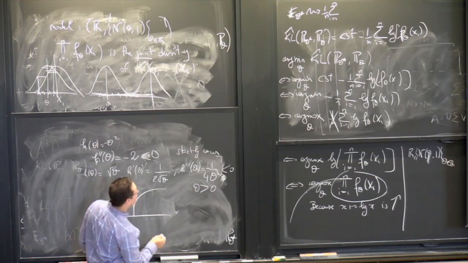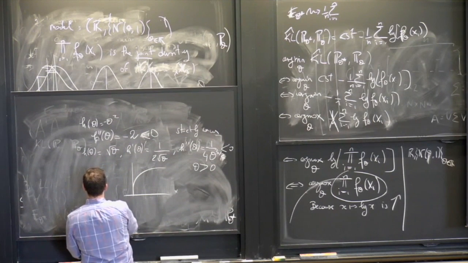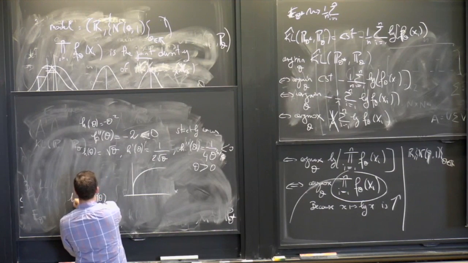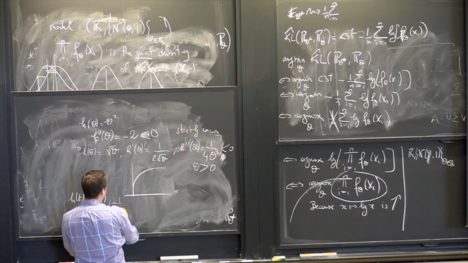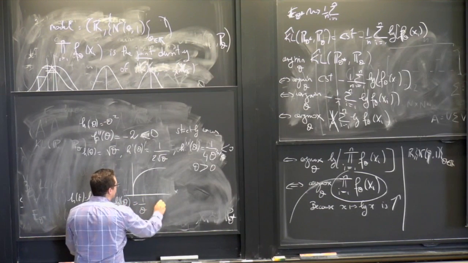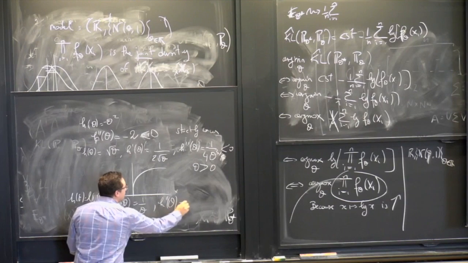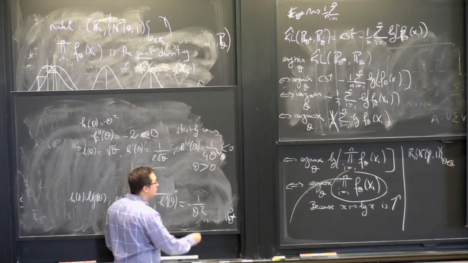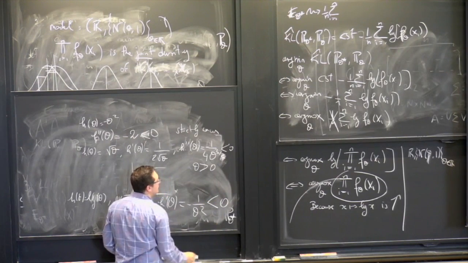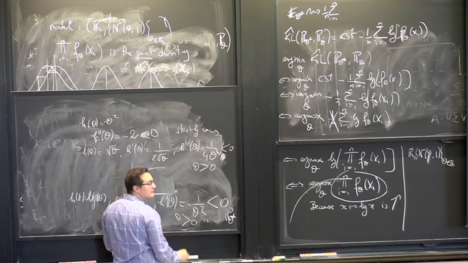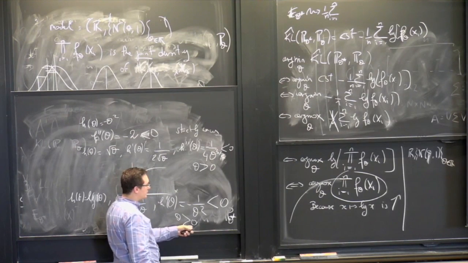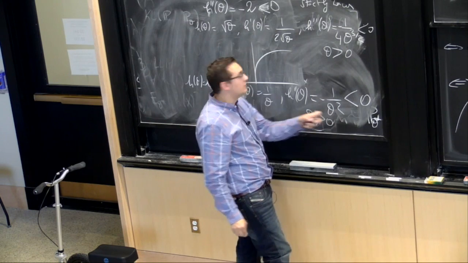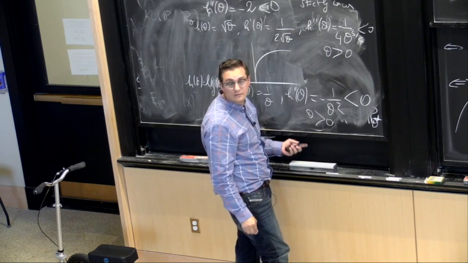Another one is the log, of course. What is the derivative of the log? That's 1 over theta. Sorry, h prime of theta is 1 over theta. And the second derivative is minus 1 over theta squared, which again is negative if theta is strictly positive. I don't need theta strictly positive for the earlier example, but I need it for the log.